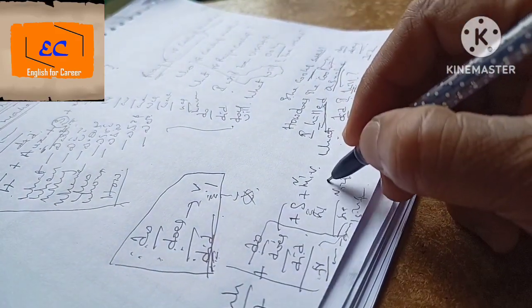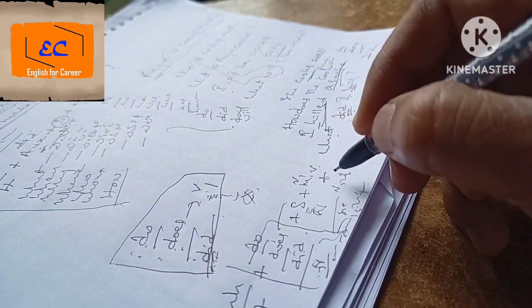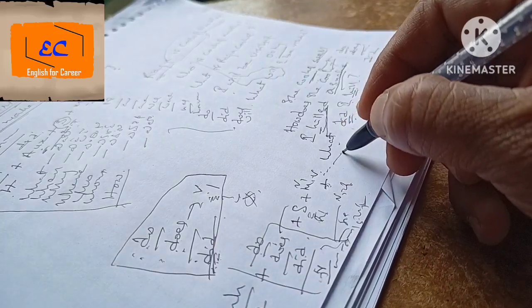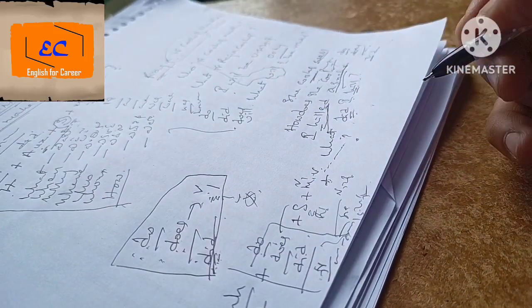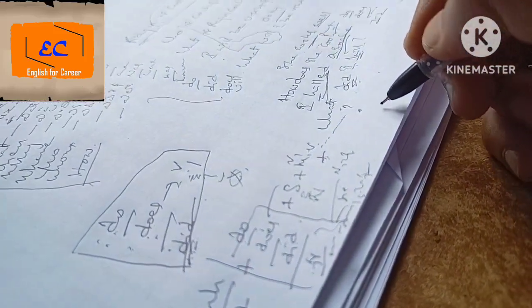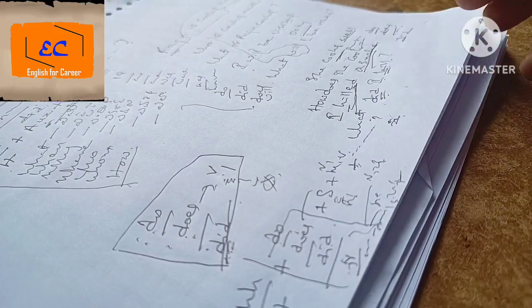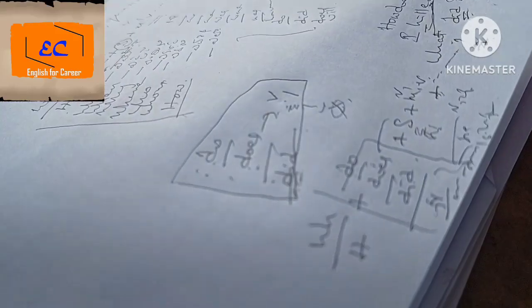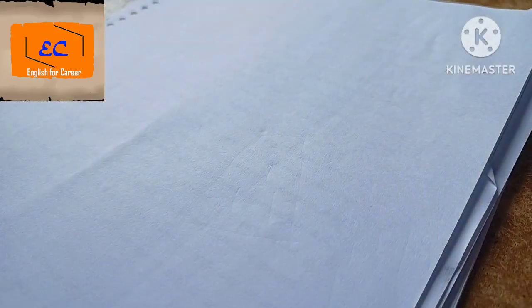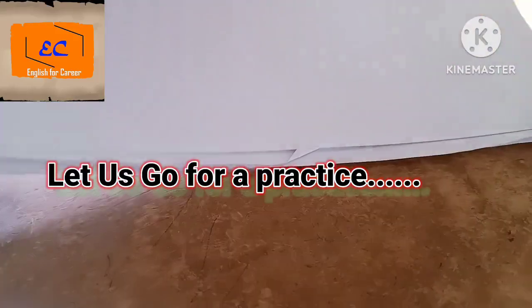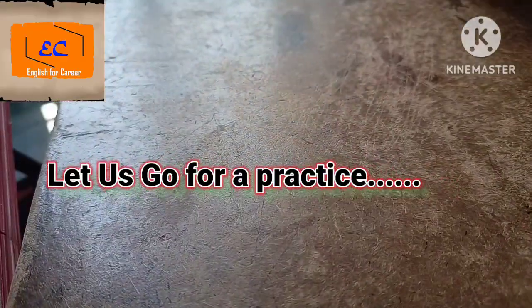And now the next part, after the main verb, will be the remaining part of the sentence, and then use a question mark. That's it. The question mark symbol should be there. So this is how you prepare a question. Now let us go with one exercise, one example.